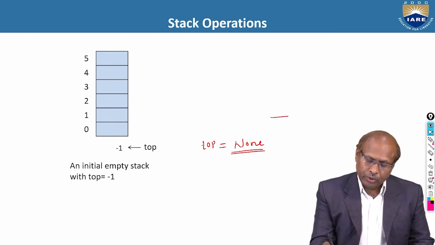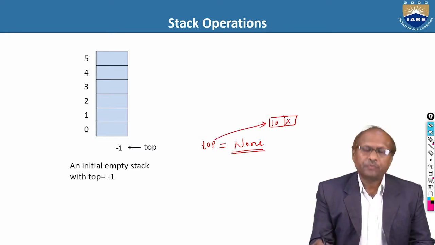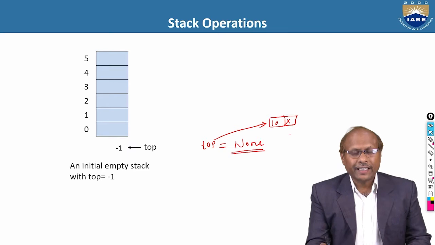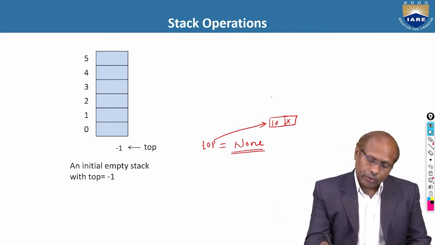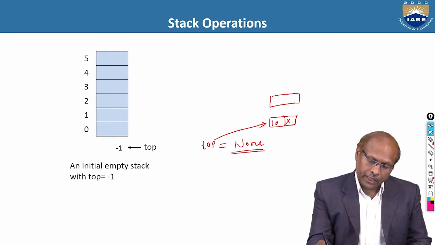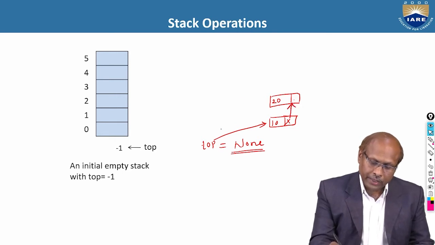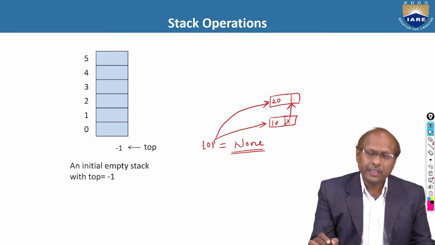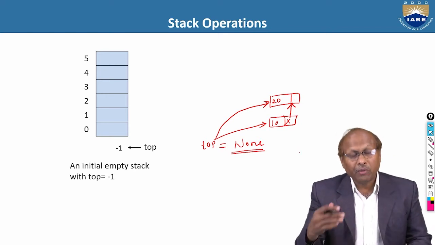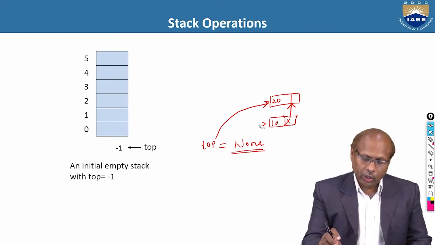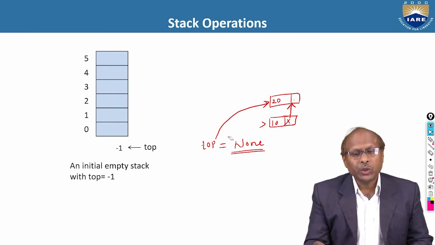Whenever one element comes, assume the data is 10 and its next is None. So my top will be pointing here. Now the top of the stack is 10. And when the second element comes, one more element you have to bring here. Assume the value is 20, and this 20 will be pointed to by this. So that means this is pointing here, and my top is here now. Top is pointing to 20. So always the top is updating. The top is pointing to the topmost node.